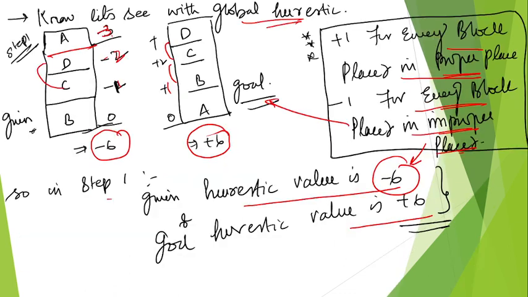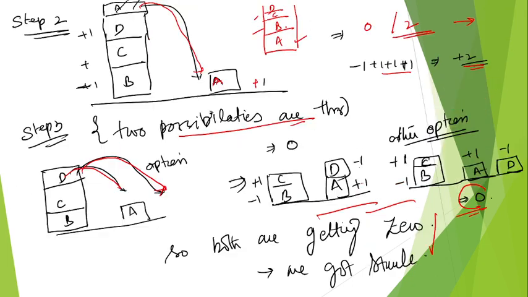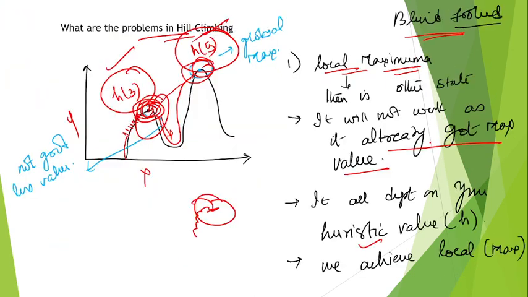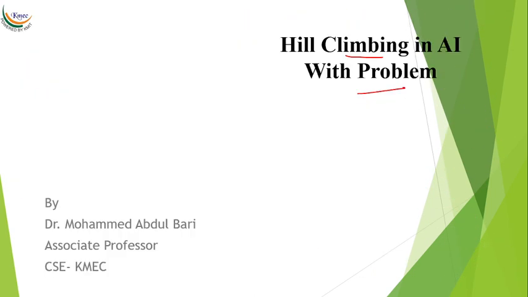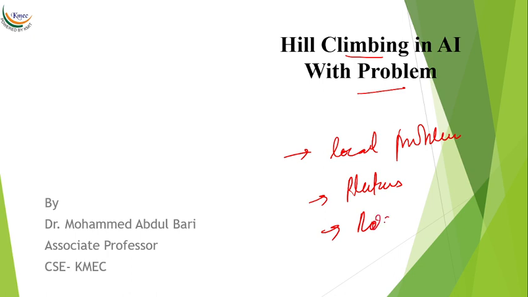What we have seen here is about global heuristic. What about here? We have seen about local maximum. Here we stop because we are both getting 0, 0 values. This is local maximum. So in the hill climbing problem, we have seen these things. Let me go back again and tell you. We have got local maxima, then plateaus, then ridge, then we solved a problem on this.